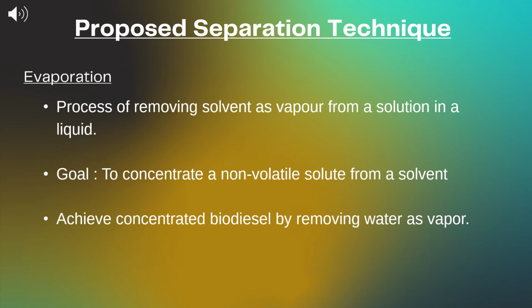Next would be the proposed separation technique, which would be evaporation. Evaporation is the process of removing a solvent as vapor from a solution, slurry, or solid suspension in a liquid. The goal is to concentrate a non-volatile solute from a solvent, such as an organic compound, inorganic salt, acid, or base. In the operation of an evaporator, evaporation is stopped before the solute begins to precipitate. In this case, evaporation is used to remove water as vapor from biodiesel so that concentrated biodiesel will be achieved at the end.